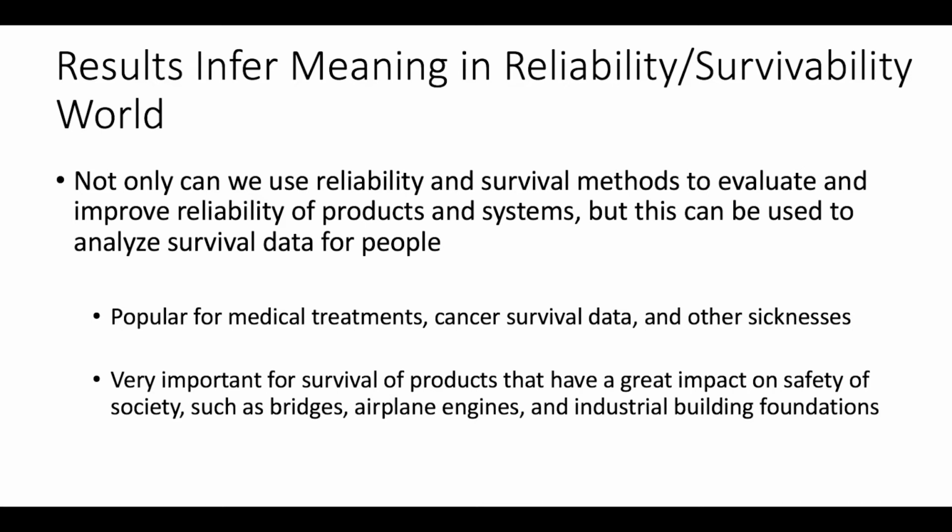The results for reliability and survivability are very important and applicable to real-world situations. Not only can we use reliability and survival methods to evaluate and improve reliability of products and systems, but this can also be used to analyze survival data for people. It's very popular for medical treatments, cancer survival data, and other sicknesses. It's also very important for survival of products that have a great impact on the safety of society, such as bridges, airplane engines, and industrial building foundations.